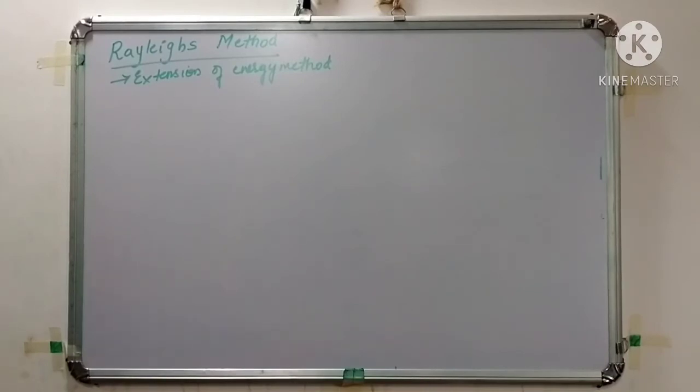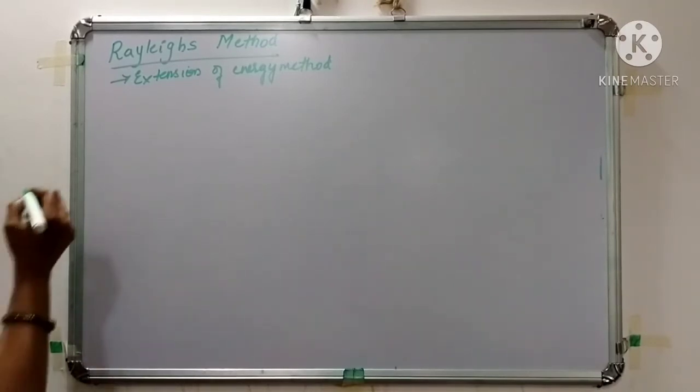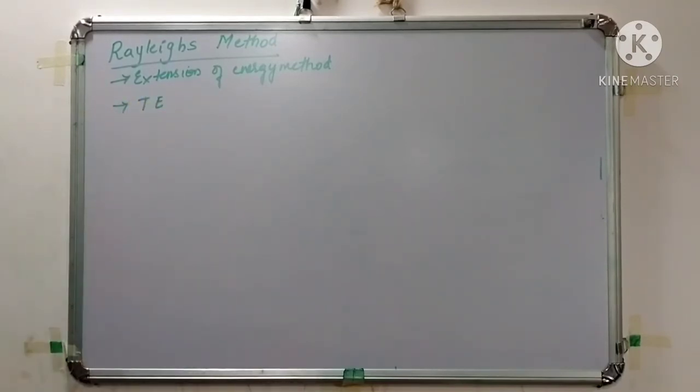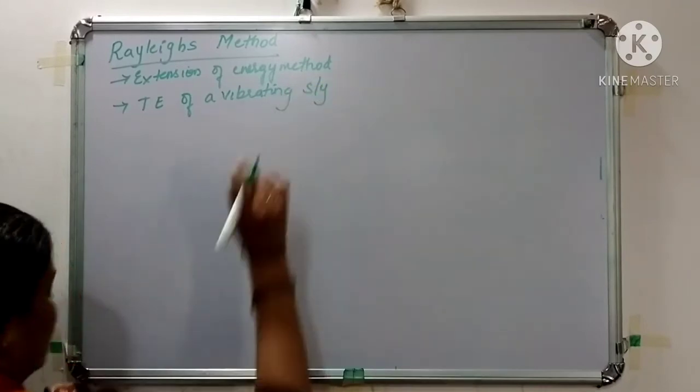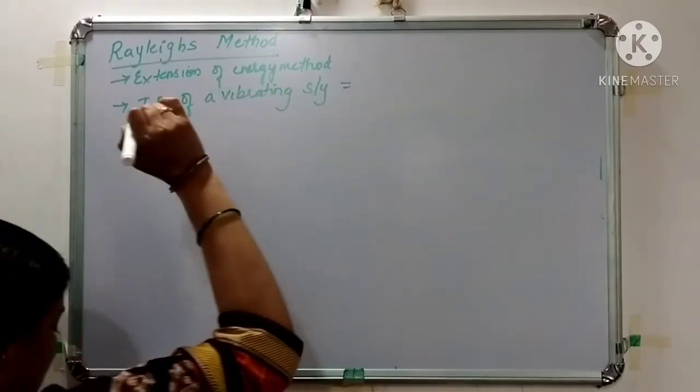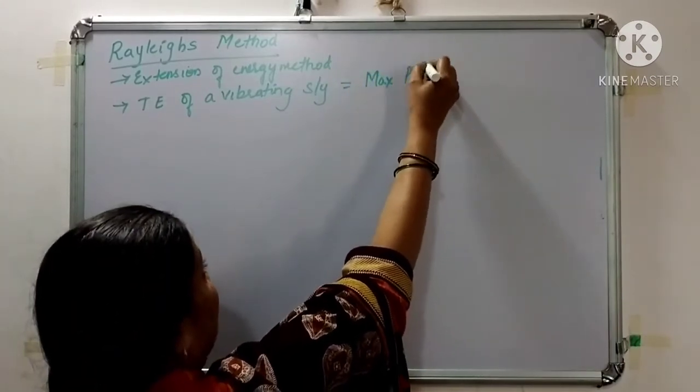It is based on the law of conservation of energy. What does the law of conservation of energy say? That the total energy of a vibrating system is equal to maximum potential energy. Potential energy and kinetic energy are maximum only when the body is under vibration, which we call total energy. So, the total energy of a vibrating system is equal to maximum potential energy.